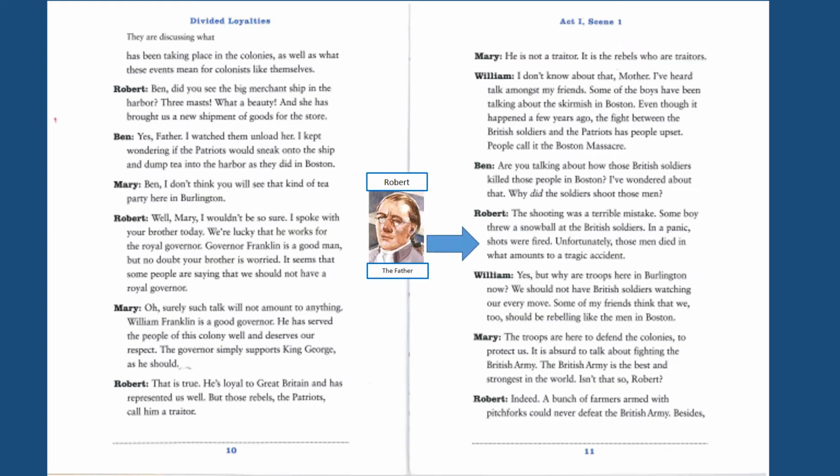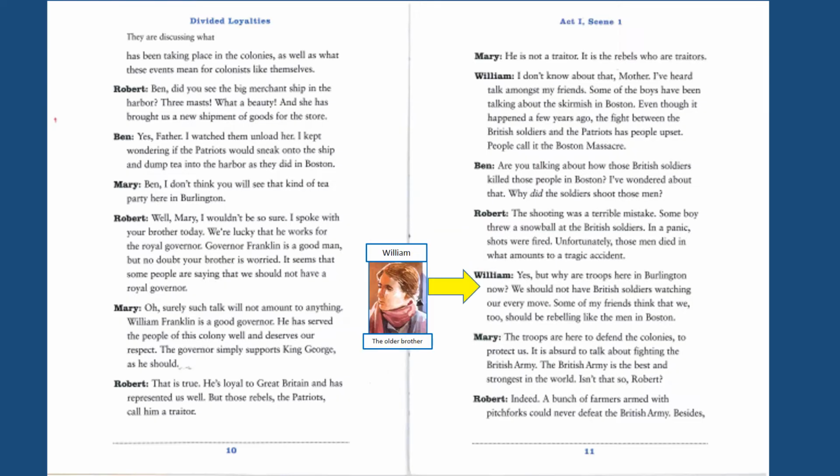The shooting was a terrible mistake. Some boy threw a snowball at the British soldiers. In a panic, shots were fired. Unfortunately, those men died in what amounts to a tragic accident. Yes, but why are troops here in Burlington now? We should not have British soldiers watching our every move. Some of my friends think that we, too, should be rebelling like the men in Boston.